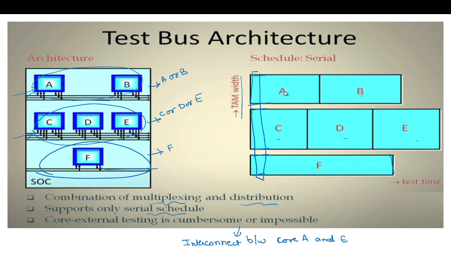I can apply a pattern to this from these scan chains. I can obtain the required pattern, but how will I bring it to this interconnect? So that's why it is cumbersome, or sometimes not possible, to test. Okay, so next architecture.